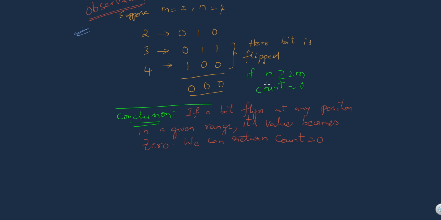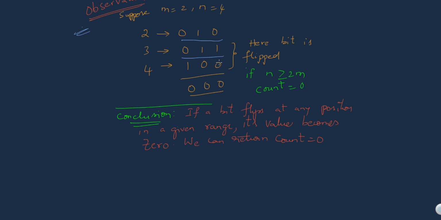So let us see a few observations which can lead us to a reduction of time complexity. Let us take an example, m is equal to 2 and n is equal to 4. Now 2 can be written as 010, 3 can be written as 011, and 4 can be written as 100. If we observe 3 and 4, here the bits are completely flipped. So 1 became 0, 1 became 0, and 0 became 1.